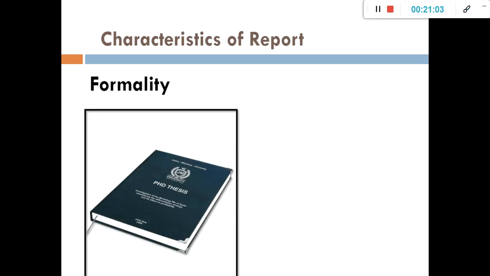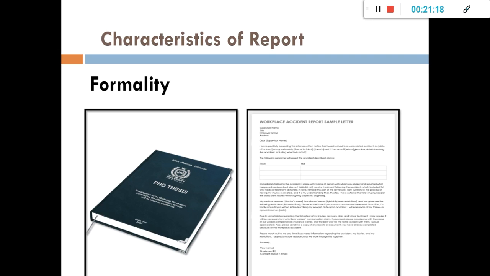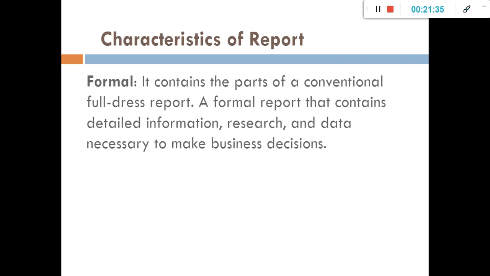Okay, so when it's formal, we are talking about the book form reports. Okay, so those are used on higher platforms or a wider stage, the more formal type of report. When it's informal, these are the one-page, two-page reports that we mentioned. So, that's all it is. We can associate it with the length, whether it is long or short. When it's long, it leans towards being formal. When it's short, it leans towards being informal. Okay, it contains the parts of a conventional full dress report. That's the only difference between the two.